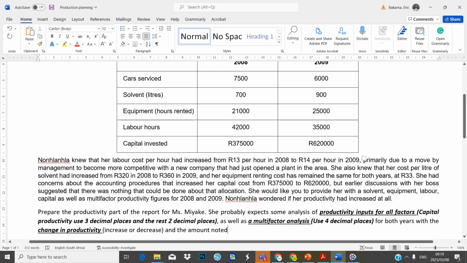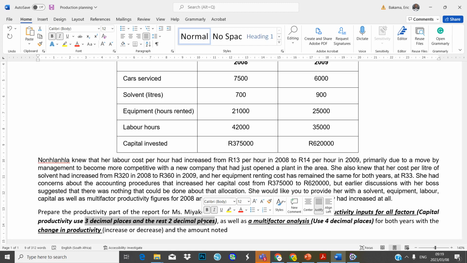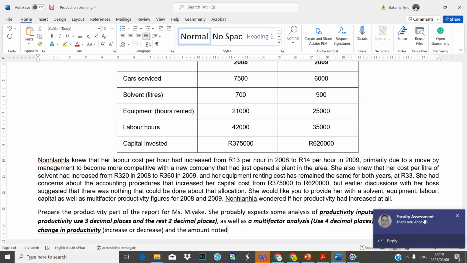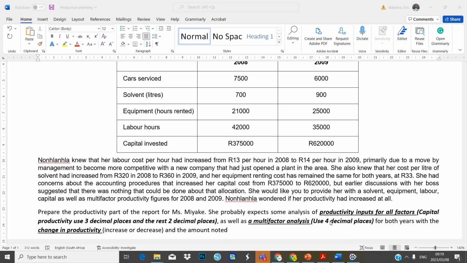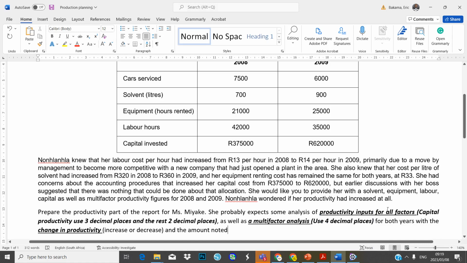So the question says to prepare a productivity report for Miss Miyake, and she probably expects some analysis of productivity for all the input factors. Mostly they are talking about capital productivity. We need to use 3 decimal places for whatever is for the capital, and 2 decimal places for the other inputs. And she also said that whatever we can do as a multi-factor analysis, we need to use 4 decimal places.